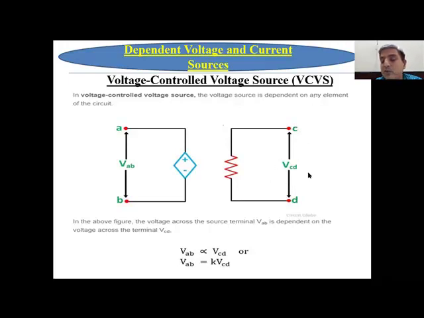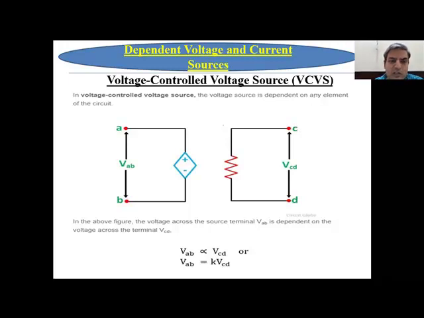If there is any change in the voltage across this resistor, or change in the voltage VCD, there will be an equivalent change in VAB. Source terminal VAB is dependent on the voltage across the terminal VCD. So VAB is proportional to VCD. If we remove this proportionality sign, there will be a constant, and this equation will become VAB equal to K VCD, where K is the constant. This K is a unitless quantity, because K is equal to VAB upon VCD. Both are voltages. K is a unitless quantity, right? Voltage divided by voltage. So it's a constant.